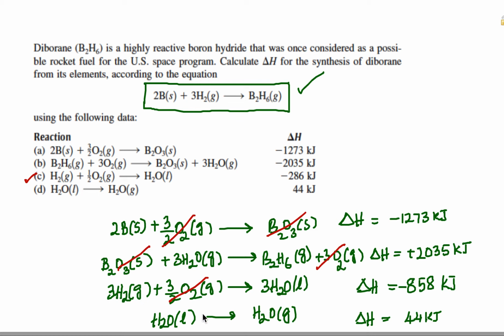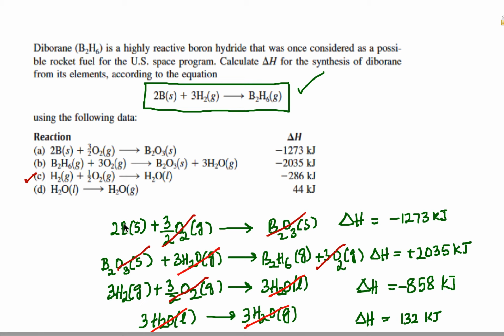What happens now? H2O liquid. Oh, sorry, we missed here. Now look at here. We have H2O gas, 3 moles, but the data equation has H2O gas and H2O liquid as 1 mole. That means they must be multiplied with 3. When they are multiplied with 3, this heat data also must be multiplied with 3. That gives 132 kilojoules. Now we shall cancel 3H2O liquid, 3H2O liquid, 3H2O gas, 3H2O gas.